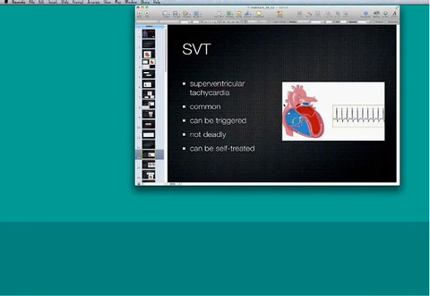It's very common, usually triggered by something. We'll talk about triggers. Not dangerous, can't die from it, and can usually, many times, be self-treated right at home. And we'll talk a little bit about that.